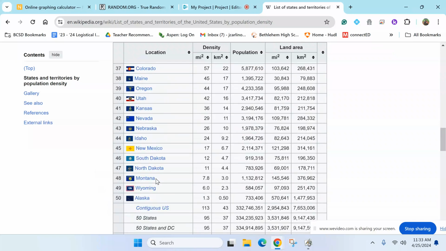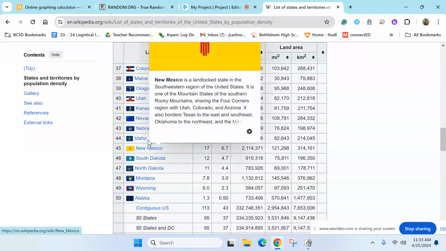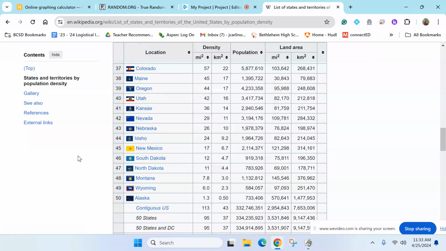All right, but hey, notice Wyoming, Montana, the Dakotas, New Mexico, Idaho. All right, everything that's been said so far. So yes, Alaska, lowest population density. Yep, only about 733,000 people live there. But then look at the huge 570 square miles.